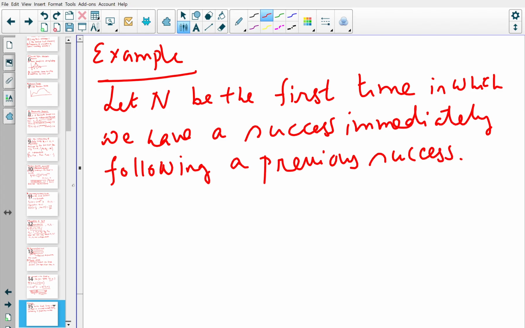Okay, so what does that mean? That means both x_{n-1} and x_n are successes. Okay, that is the meaning.